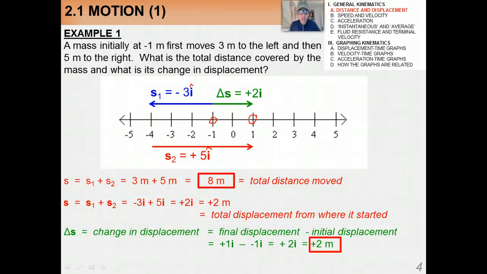The other thing I want you to notice is that the change in displacement is the final displacement minus the initial displacement. This also turns out to be the same as the total displacement from where it started. So I've indicated the change in displacement, which itself is a vector, as positive 2i. Notice that in neither of my answers do I actually answer the question, where does it finally end up? Where it finally ends up is at positive 1, because its delta S, its change in displacement, was positive 2 in the x direction.